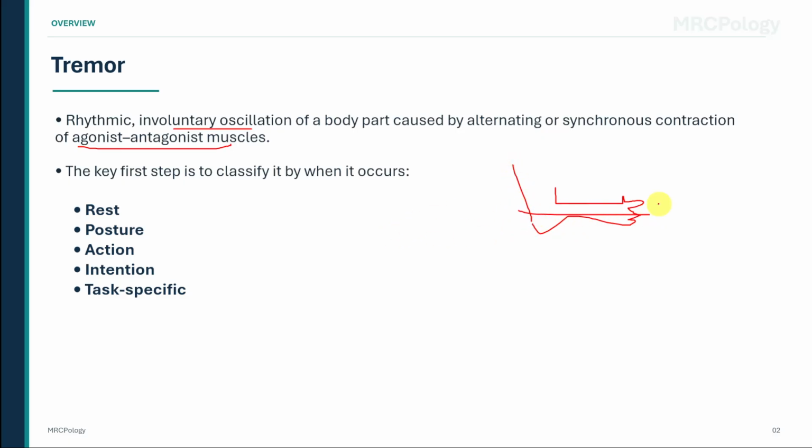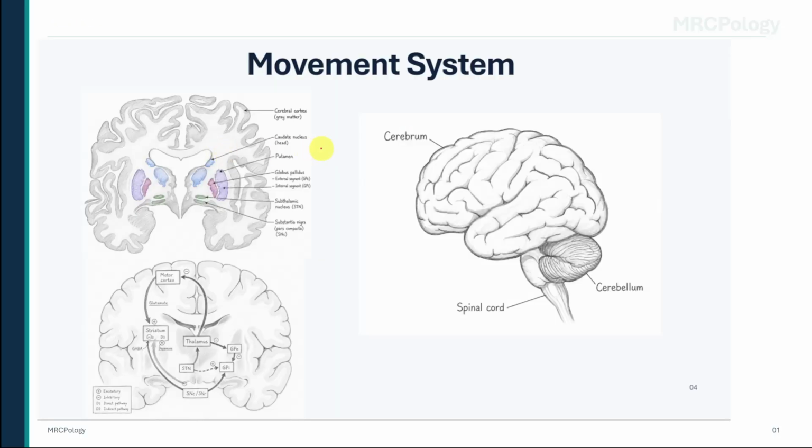Ask whether it is present at rest, while maintaining a posture, during voluntary movement, near a target, or only during a specific task. Before going further, quickly revise our neurology prerequisite video on this YouTube channel. Normal movement depends on the motor pathway and three important control systems. The first control system is the basal ganglia. These structures lie deep within the brain.